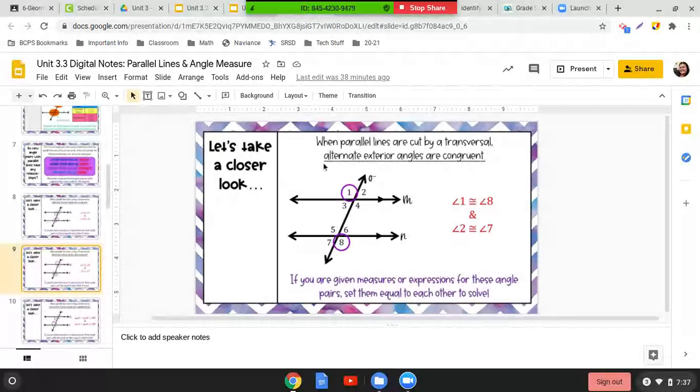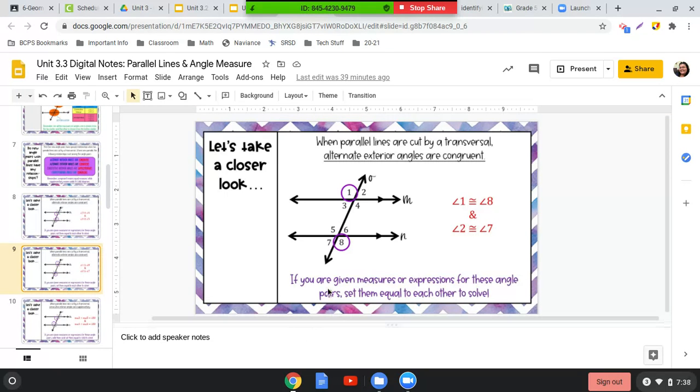So if we have alternate exterior angles, they are also congruent. So they're going to have the same measure. If we look at alternate exterior, our exteriors are angles 1 and 2, 7 and 8, and we want our alternate, so across the transversal from each other. So angles 1 and 8 are going to be congruent with each other, going to have the same measure. And angle 2 and angle 7 are congruent with each other, so they'll have the same measure.